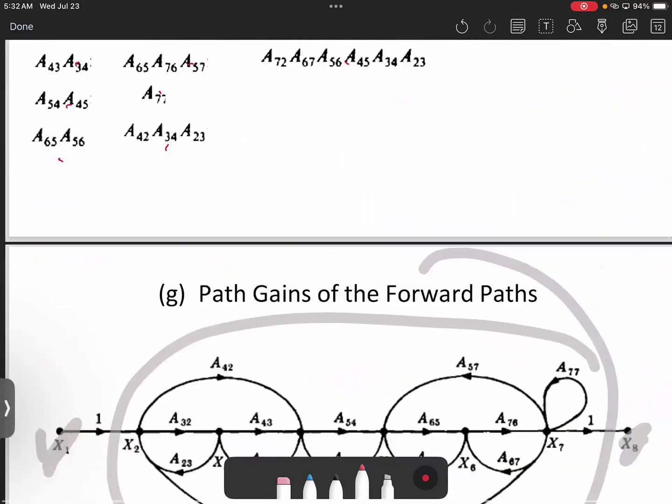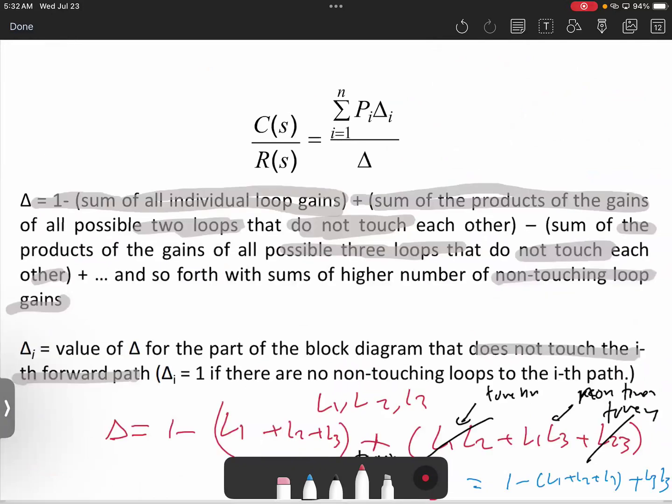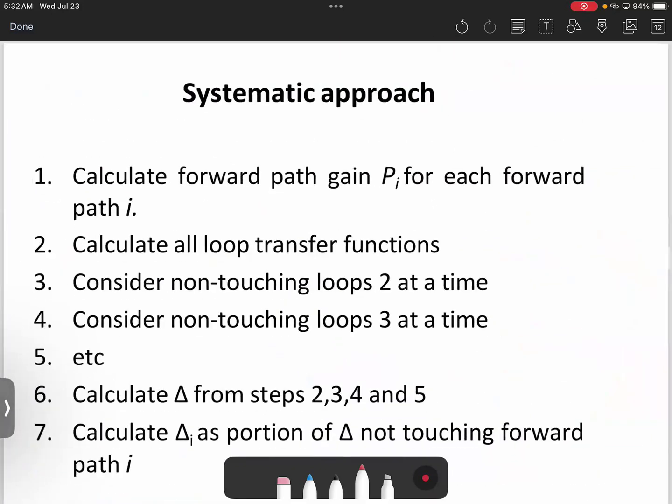Okay, let's go back here and see an example. So the procedure, the first thing, we need to calculate the number of paths, the path gains, the number of loops, the loop gains, consider non-touching loops for 2 loops, consider non-touching loops for 3, non-touching loops for 4, 5, etc. Then calculate delta I, then you are ready to go to find the transfer function.